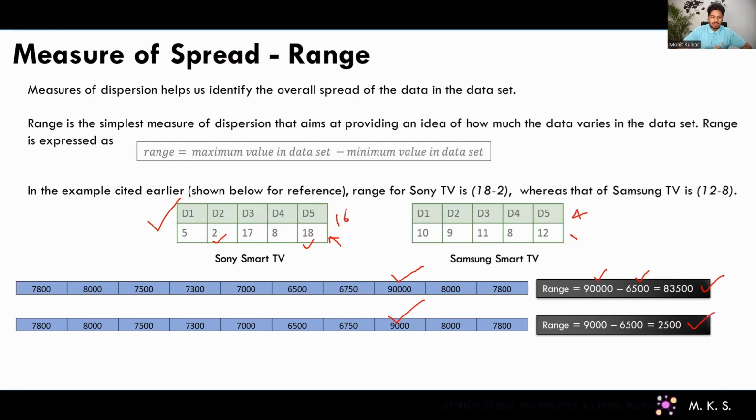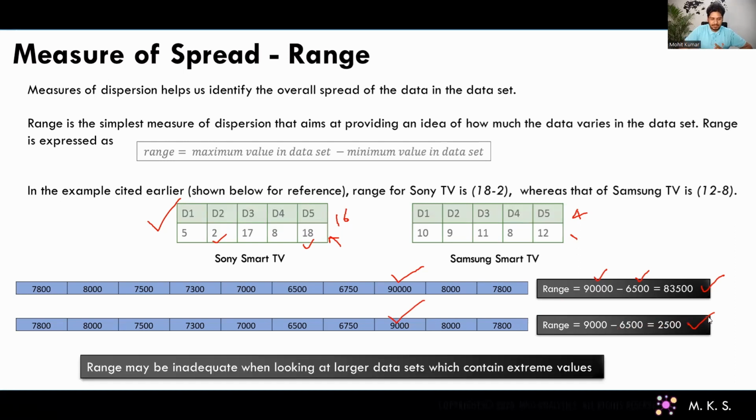Here also, range is actually sensitive to the extreme values, right? So that's what we wanted to infer from this example, that range may be inadequate when looking at larger data sets which have extreme values or outliers, right? Now this is about range, guys. That is our first measure of spread, which is calculated by subtracting the minimum value from the maximum value. It's as simple as that.